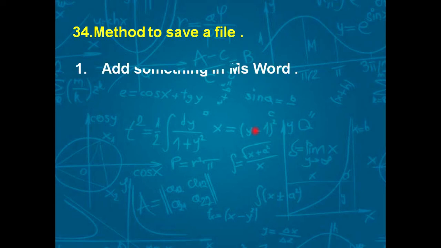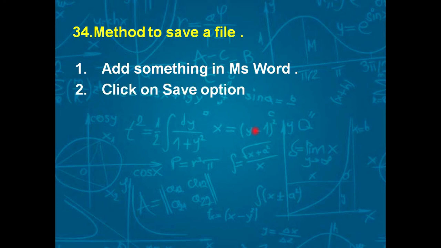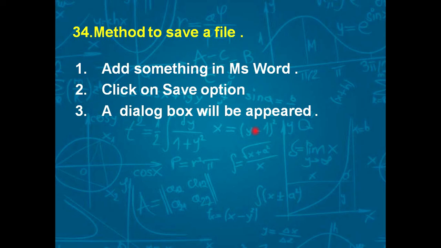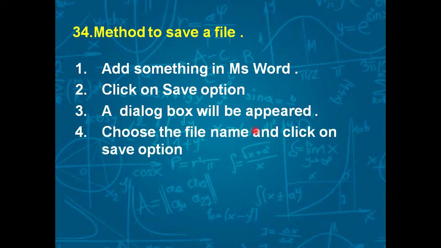And then, the method to save a file. Add something in the Microsoft Word document. Click on the save option. A dialog box will appear. Choose the file name and click on the save option. This is the method to save a file.